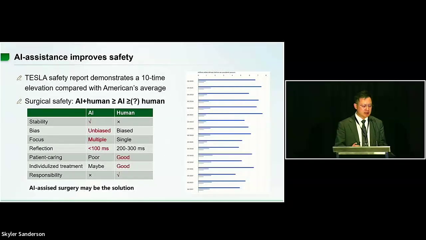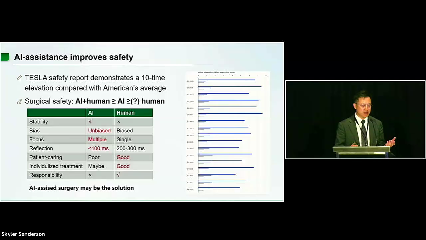And the last thing, I think the next step would be AI assistance to improve safety. I see that Tesla only gets a 10 times improvement compared with the American average for safety. And also, AI or the human, which is better? I think it is not replacement, but enhancement. AI plus human can be better than either AI or human alone.